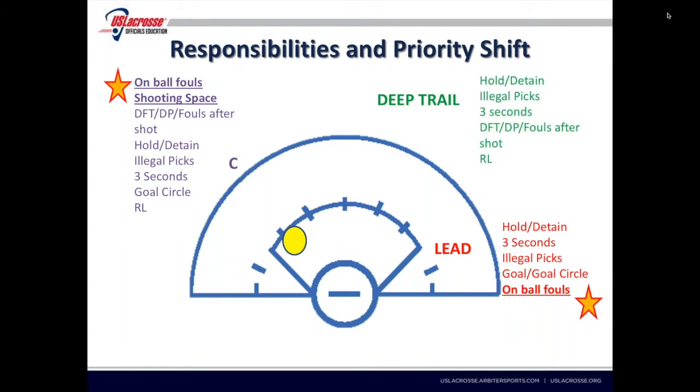If the ball is in the middle of the arc, officials will shift to maintain the triangle and cover the CSA. Depending on the ball's movement towards C side or towards lead side, fouls in the middle and above the CSA can be covered by C or deep trail. Another warning here, these responsibilities are not written in stone. We are all here to help each other. If one of us is drawn into an unusual situation, our partners are there to cover and help us get it right.